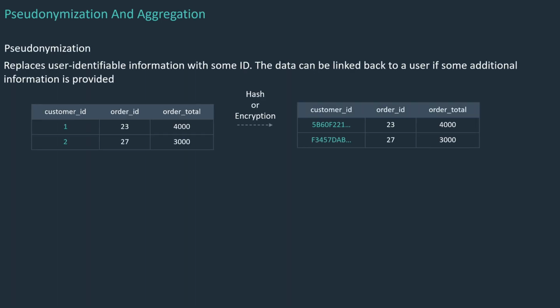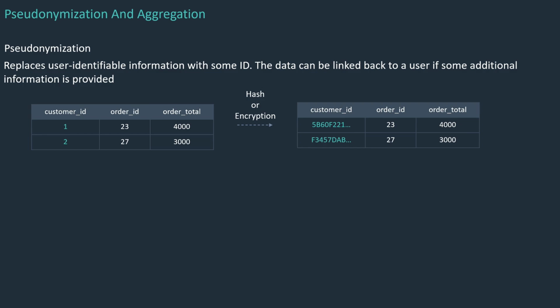Then we have pseudonymization, and it replaces user identifiable information with some ID, and the data can be linked back to a user if some additional information is provided. The difference between pseudonymization and anonymization is that the first one gives you a way to reconstruct the relationship between the data, whereas with anonymization we cannot do it.